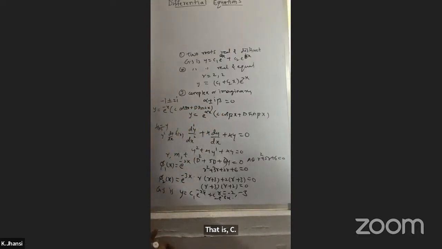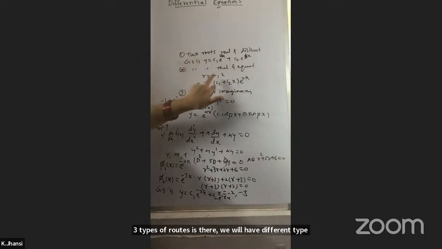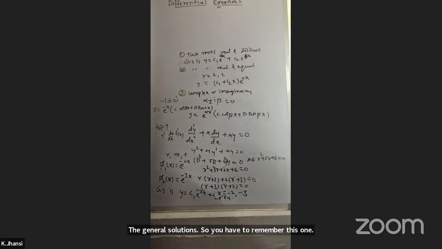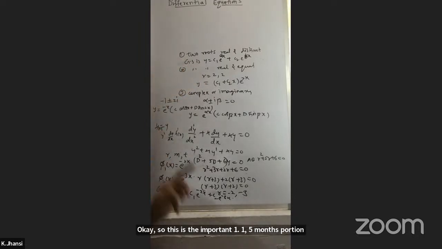So for each of the three types of roots, we have a different way to write the general solution, and you have to remember this. If you know the concept, you can do the 10th and 11th units, and even the 12th unit also. This same concept is applicable. This is the important one. A 15 marks question you will get compulsorily in section A.